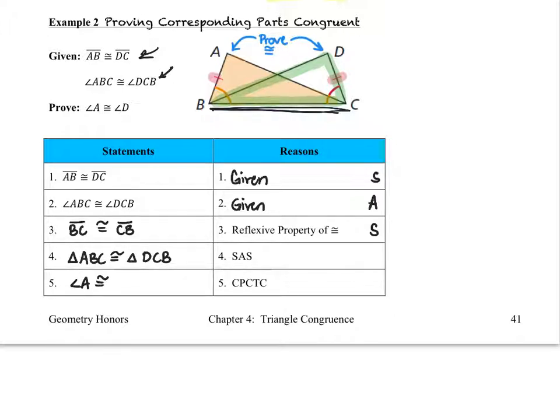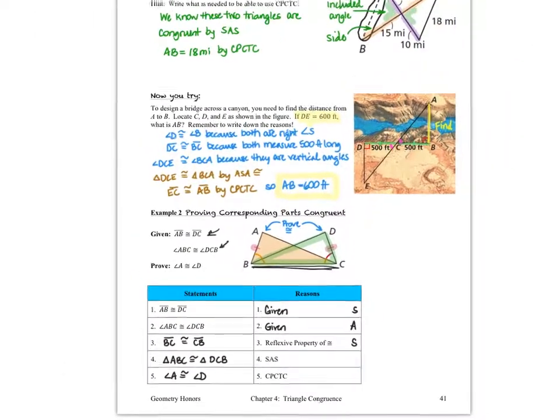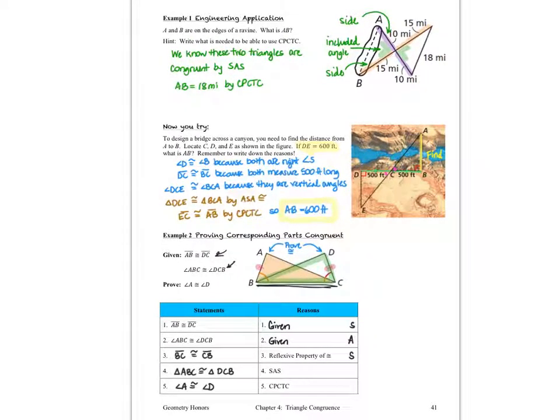And now we can claim that angle A, this is what we wanted to claim from the very beginning, this is what we wanted to prove, angle A is congruent to angle D by CPCTC, because corresponding parts of congruent triangles are congruent. We have two congruent triangles, and the corresponding parts, points A and D, or angles A and D, are congruent to one another.